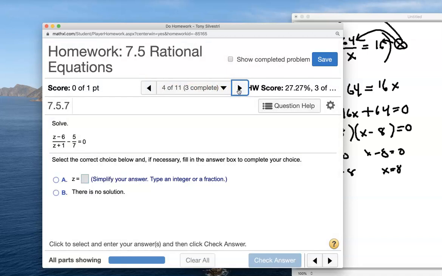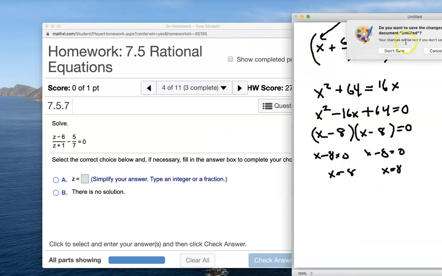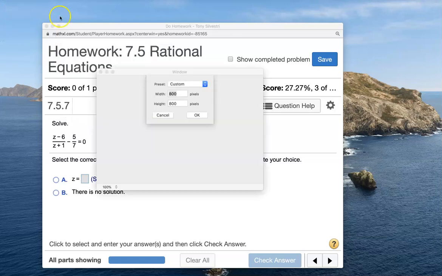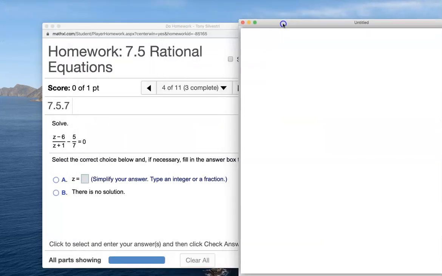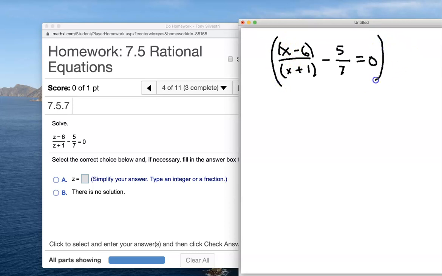So let's move on. And let's clear this out. Don't save. Let's do a file, new, okay. And copy the problem. You know my x. I love my x's. Minus 6 over x plus 1. And you know those are bundles, so you might as well put bundles around them. Minus 5 over 7 equals 0. Okay, what do? I say the same thing over and over again. I put big sets of parentheses around the entire equation. You're going to multiply that entire equation, both sides of the equal sign, by the lowest common denominator.